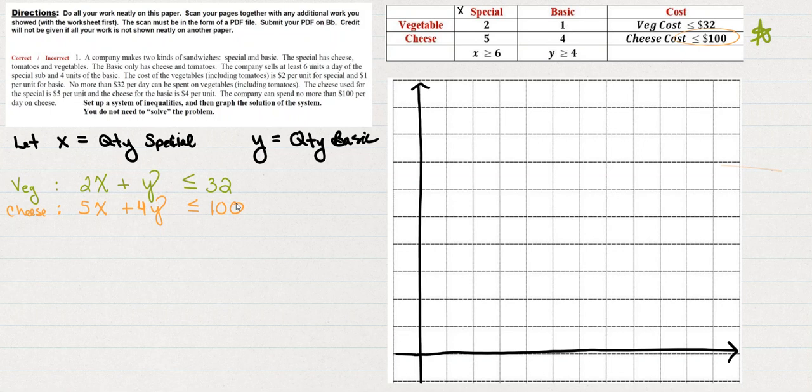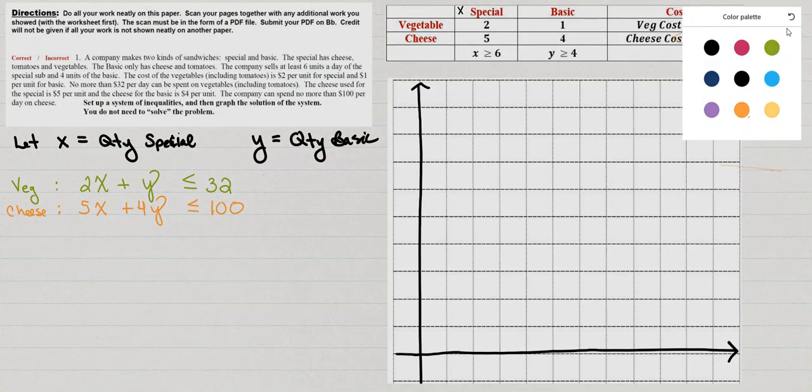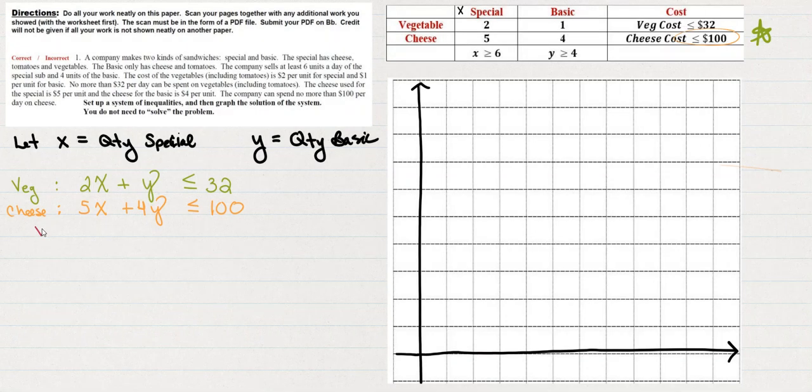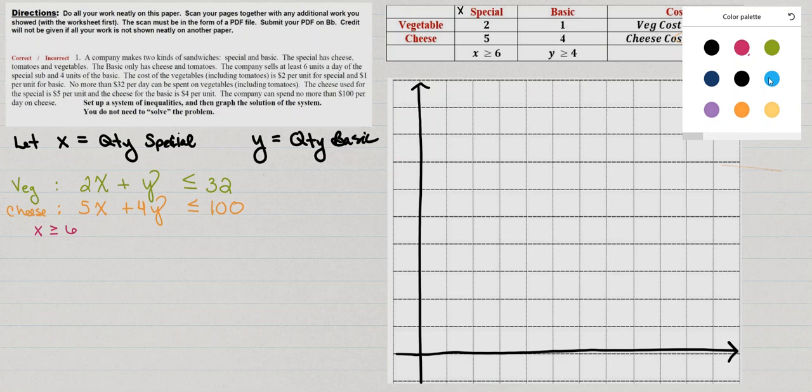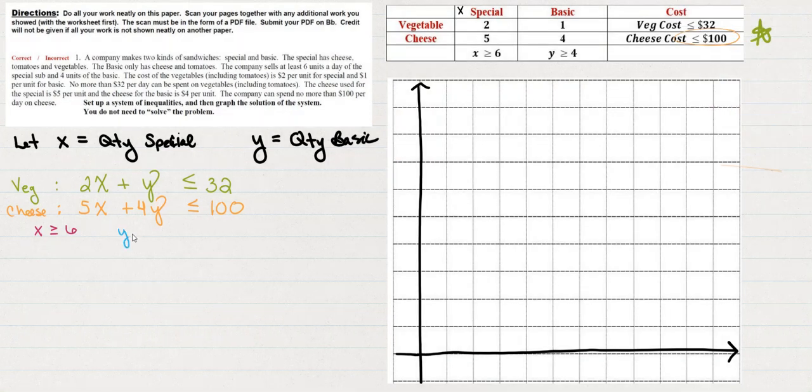And then we could also write the other constraints that we're given: X, the number of special sandwiches, is always going to be greater than or equal to 6, and the number of basic sandwiches, Y, is going to be greater than or equal to 4.